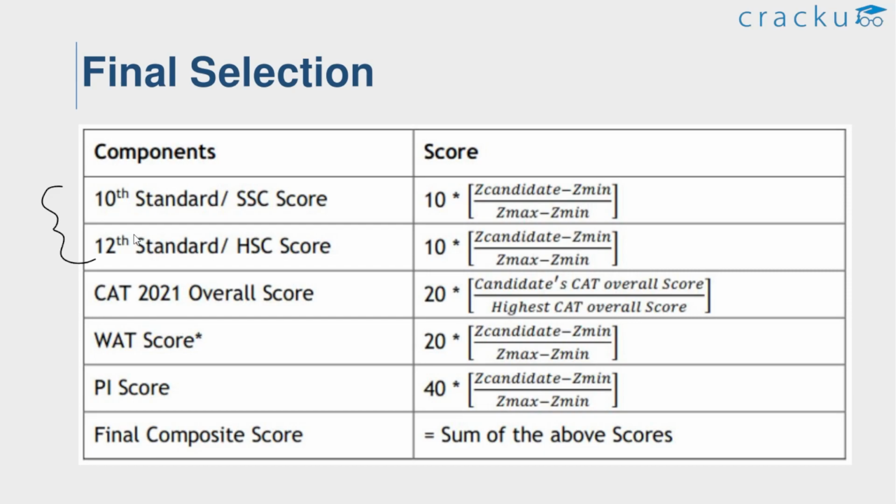In the final selection process, Z candidate, Z minimum and Z maximum for each component are computed using the normalization process. And the final composite score is calculated using all the weights from the components, as they mention, the sum of the above scores. So this is the admission criteria for Indian Institute of Management Indore.